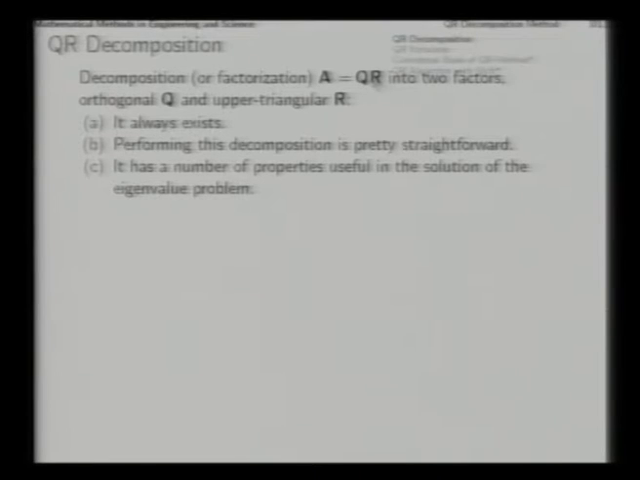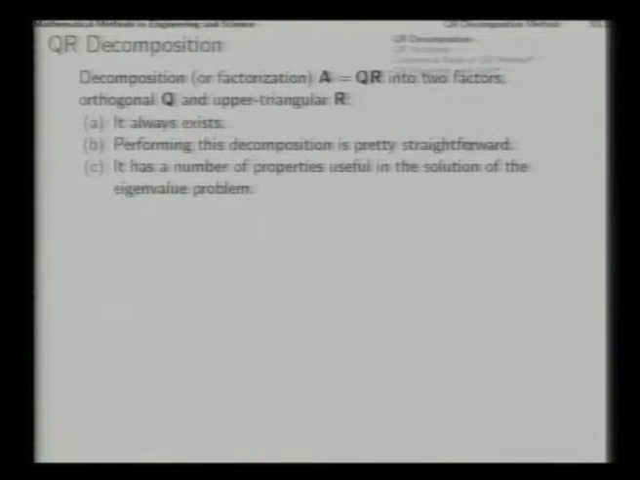So, as long as you give a square matrix, the Q and R factors will be square. So, for every square matrix you have a QR decomposition. So, it will always exist. Next, performing this decomposition is pretty straightforward.